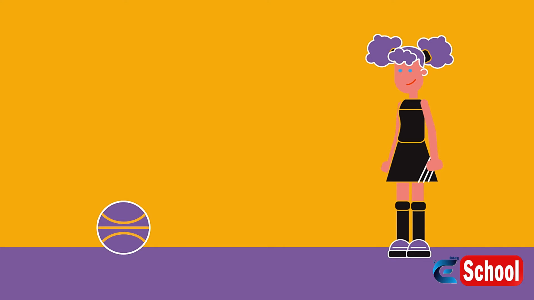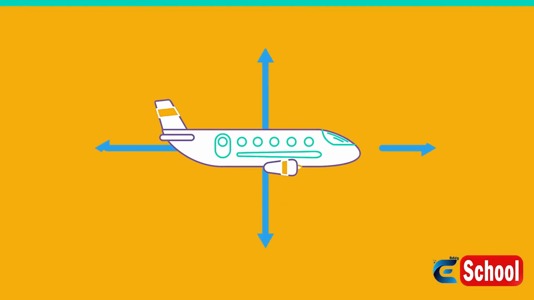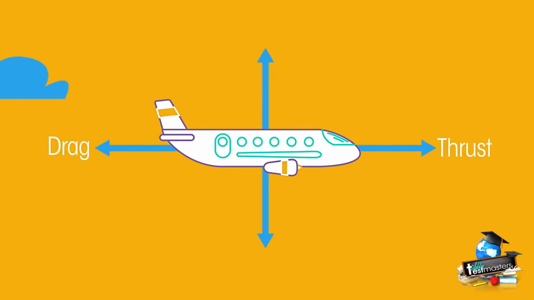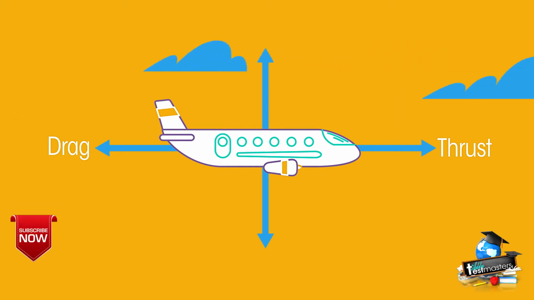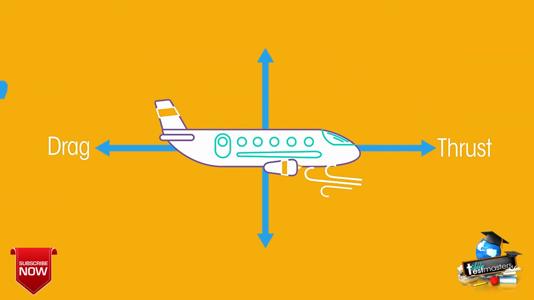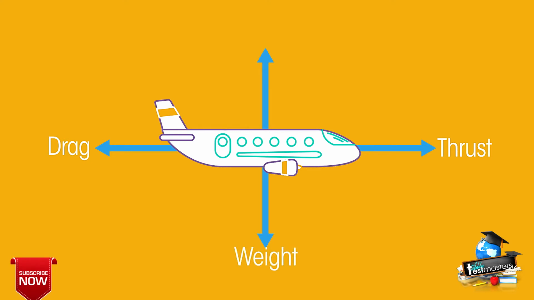Look at the diagram of the aeroplane shown. If the thrust of the engines is equal to the drag force, it will move forward at a constant speed. The plane will travel at constant height if its weight is balanced by the lift force from the wings. We have uniform motion.